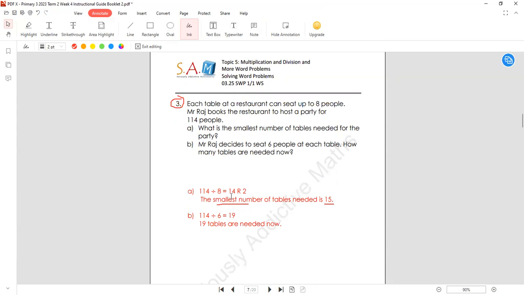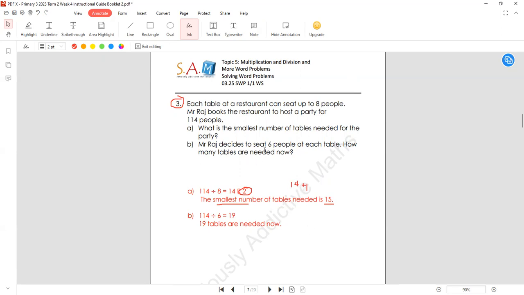So tell them, if it is 14, what it means is that you have 14 tables, but you have 2 people here without a seat, right? So what is the smallest number of tables? These 2 people need to sit down as well. They need to have a table. So it's actually 14, the quotient, plus 1 more table, because 14 tables plus 1 more table equals 15 tables. Okay, so you need to explain that.